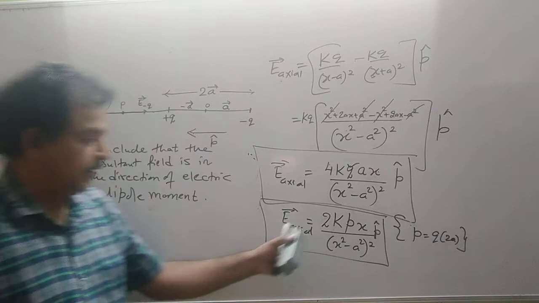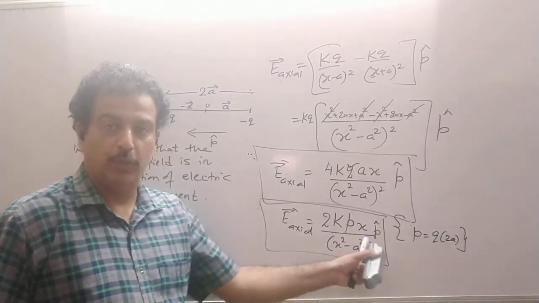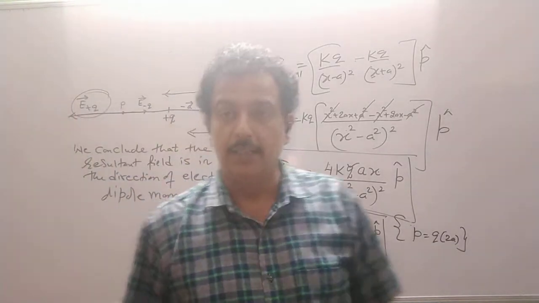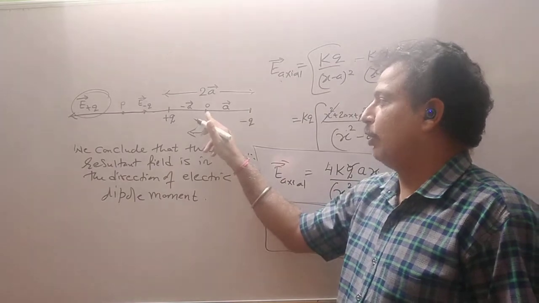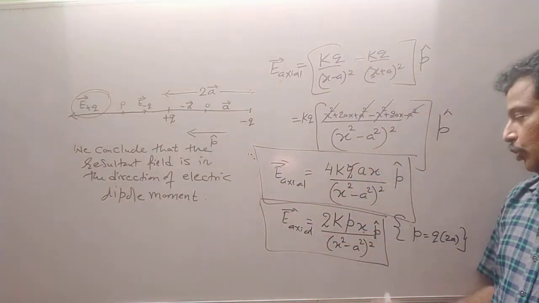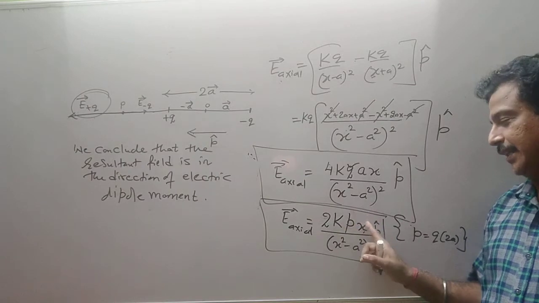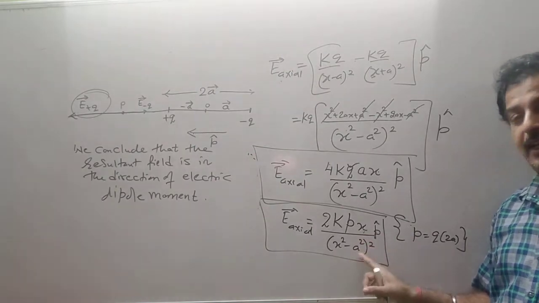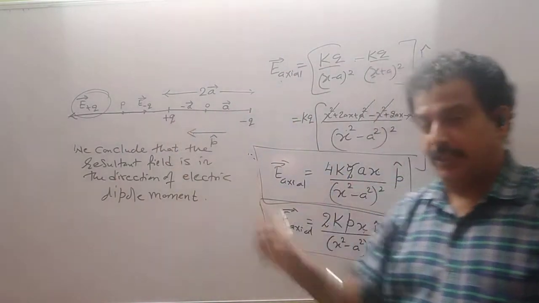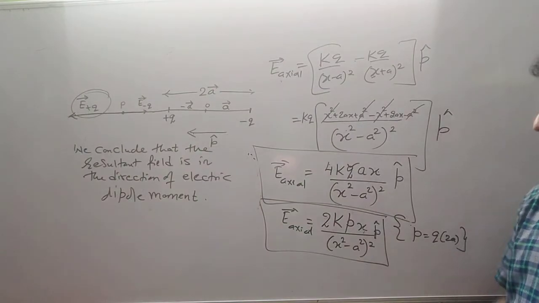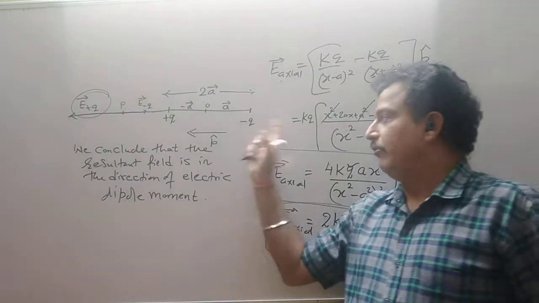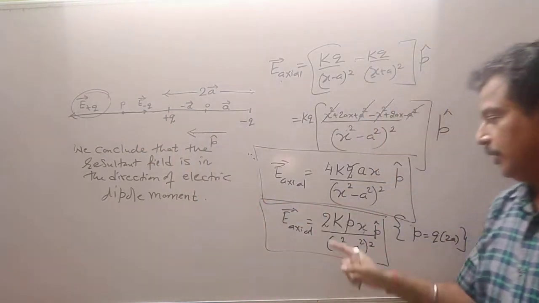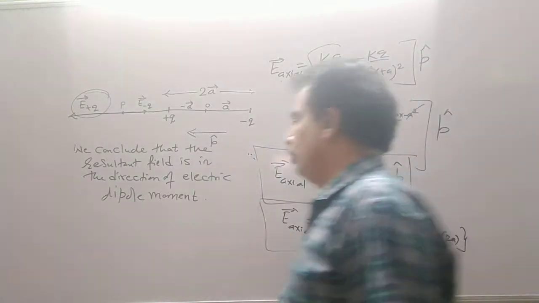So this is the final answer: 2kpx upon (x square minus a square) whole square. You remember this x is the distance of a point from the midpoint or from the center of a dipole. So you have to remember it like this: 2kpx, where x is the distance from the center of a dipole, upon (x square minus a square), where a is half of the total distance, whole square, p cap, where p cap is the direction of the dipole moment, which is from negative to positive charge. Now since p cap is from negative to positive, the E axial is also from negative to positive.